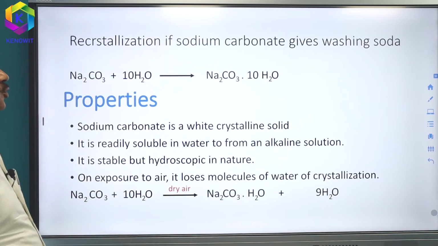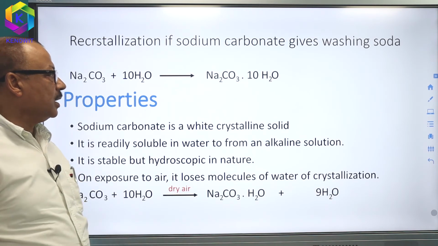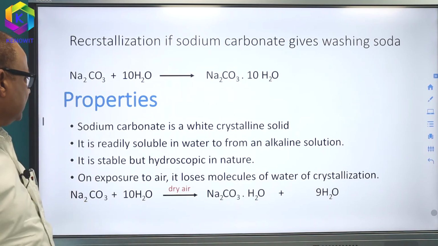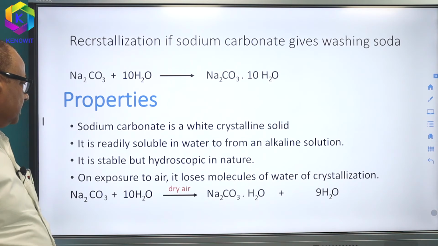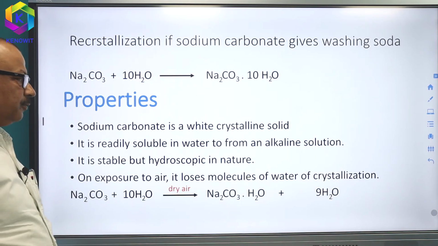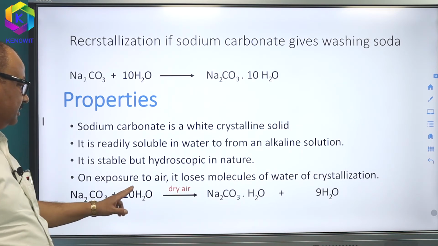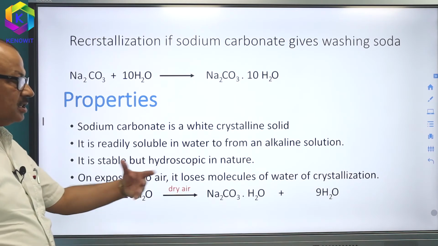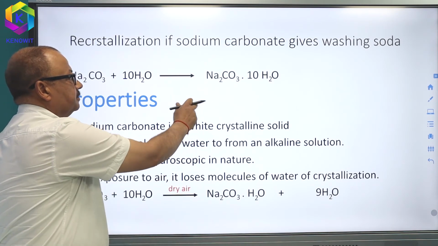So recrystallization of sodium carbonate gives washing soda. Recrystallization means addition of water molecules. So they contain 10 molecules of water, which is known as water of crystallization. It is a white crystalline solid, readily soluble in water to form an alkaline solution. It is stable but hygroscopic in nature. On exposure to air, it loses molecules of water of crystallization. So sodium carbonate decahydrate, when placed in dry air, loses 9 molecules of water and becomes sodium carbonate monohydrate.